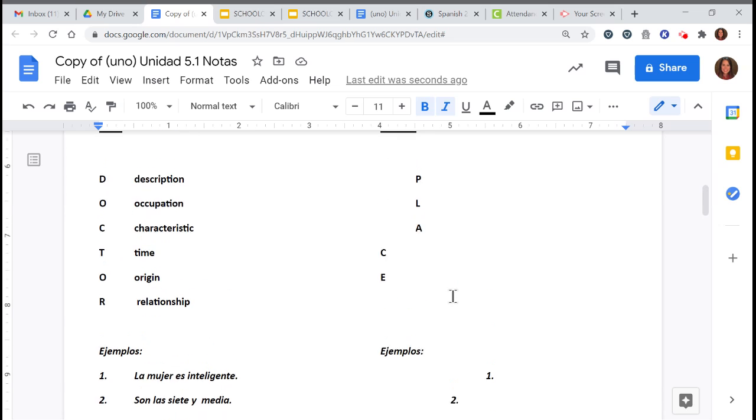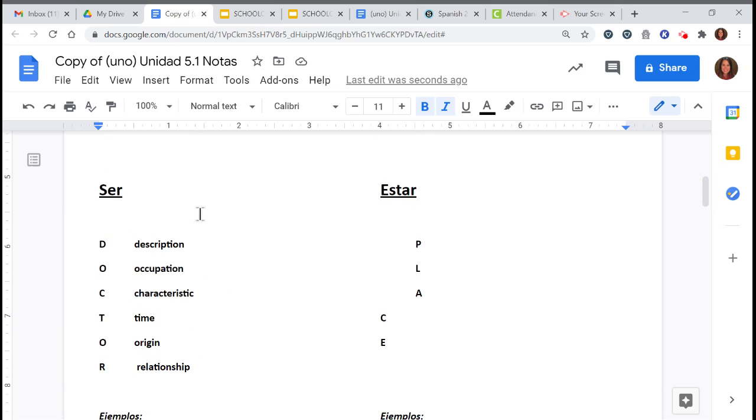Okay, so those are the reasons when we would use ser: description, occupation, characteristic, time, origin, relationship. For estar, let's look at when we would use this form. So P is going to stand for position. If you were saying, for example, the book is on top of the table, or maybe the tree is next to the school, kind of describing where different things are, you would use estar.